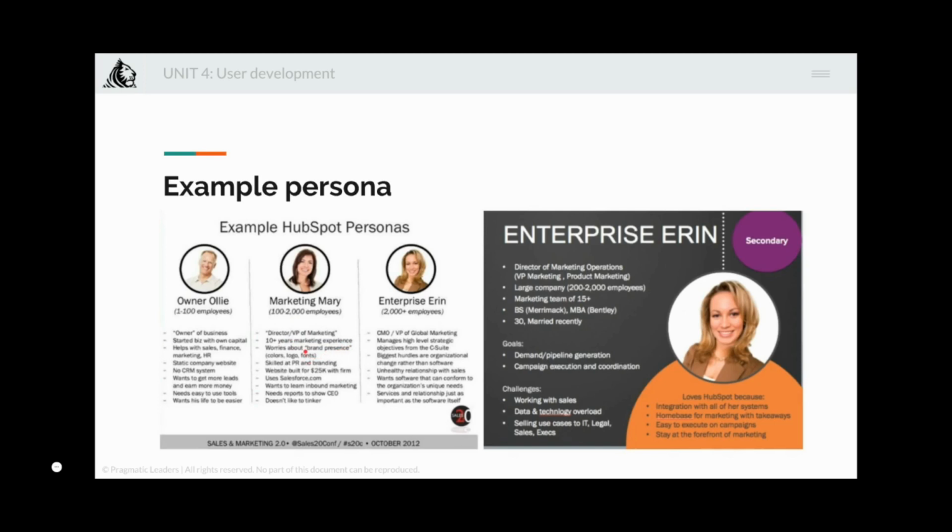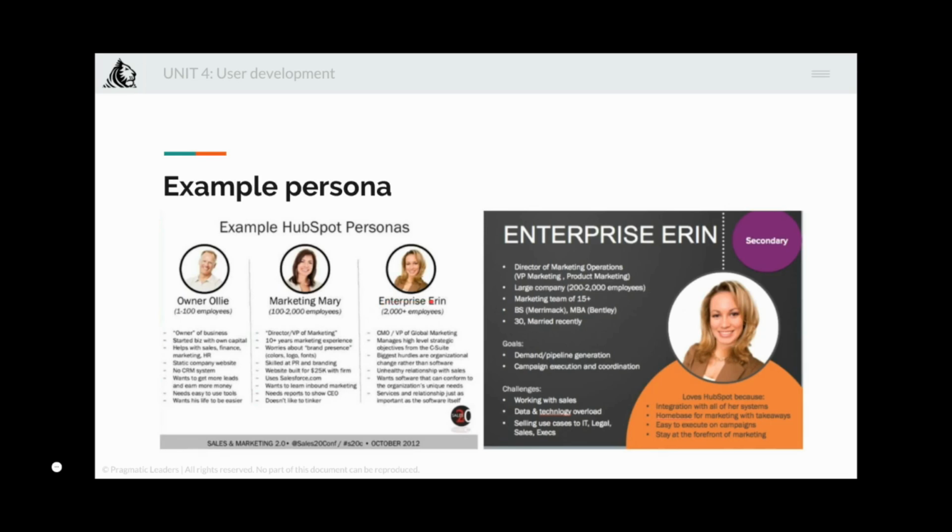So once you get this kind of persona details, then you start getting a sense of what am I building for, who am I building for, right? So needs reports to show to the CEO, right? So I can imagine that if I'm building for this persona, then I need to prepare some features where I can show the reports to the CEO. There's a method to extract reports from the system, right? Look up personas online. You'll find a lot of such examples, right?